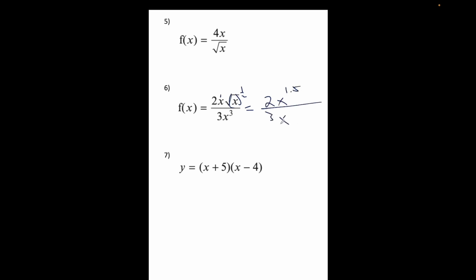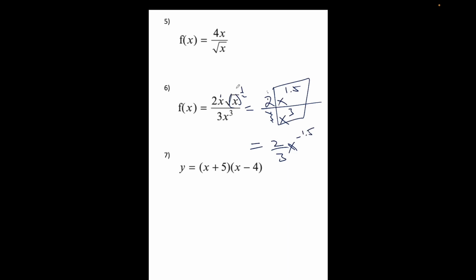divided by 3x to the power of 3, and then make sure you understand the algebra rule over here. It's the same thing as what? 2/3, you can put an x in the middle over there, can't you? Because 2 over 3 is just 2/3, and you can put the x over here like that in the middle, which is 1.5 minus 3, because x to the power of 1.5 divided by x to the power of 3 is 1.5 minus 3, which is negative 1.5.